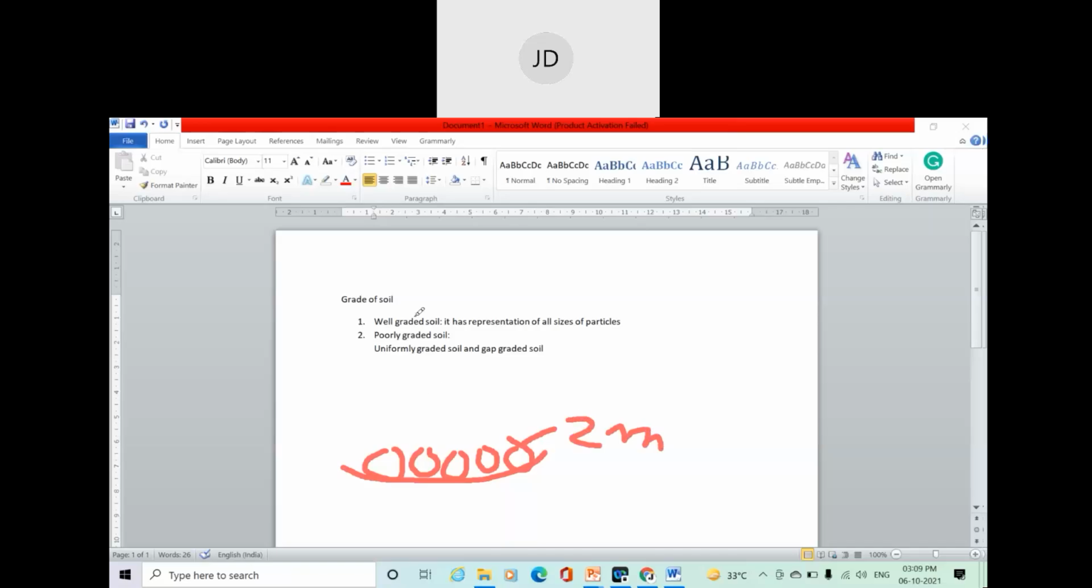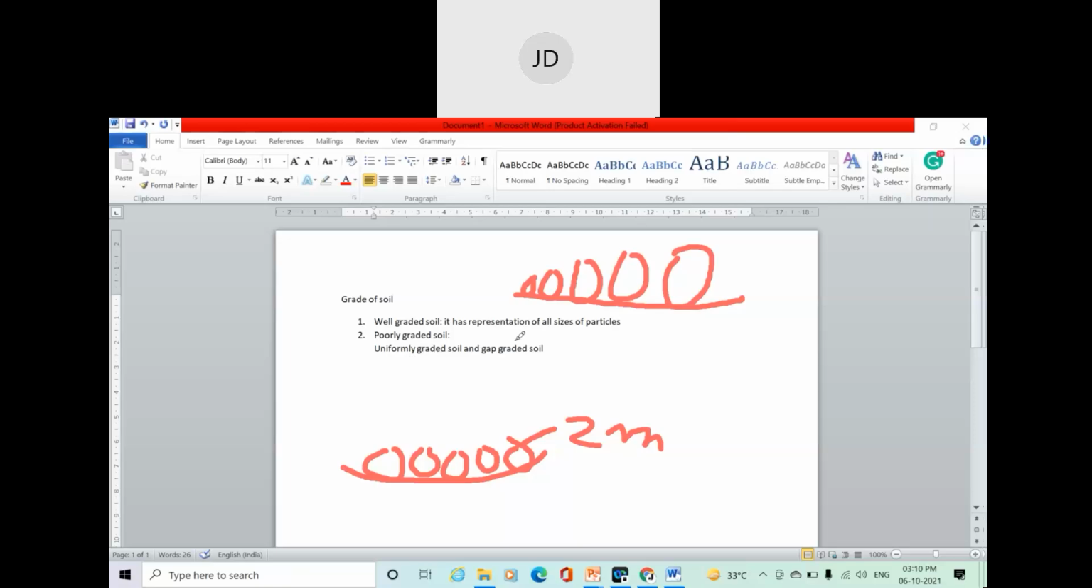But well graded soil is what? In case of well graded soil, it contains all sizes of particle. It's a good representation. It has a good representation of all sizes of particle. Then it's called well graded soil. Uniformly graded soil, what will it be? It contains only one major size in a particular sample. This is called uniformly graded soil.